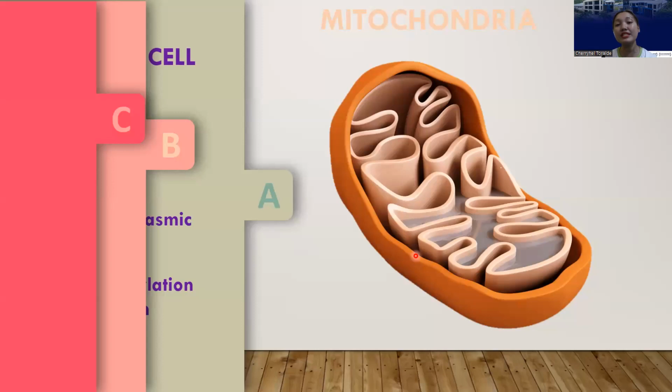So first, we will discuss the mitochondrion. As you can see, it has two membranes, right? The outer membrane and the inner membrane. And the inside of it has a gel-like consistency.